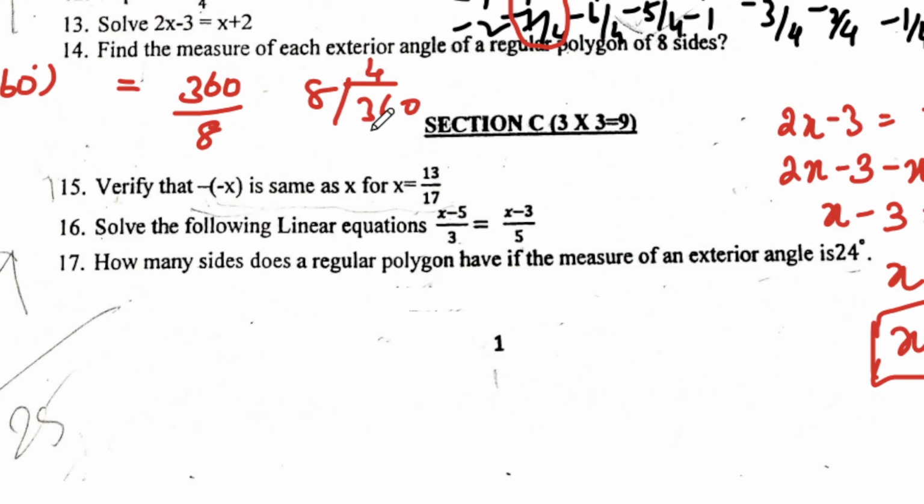So 4, 32, 8 fours are 32. Then 36 minus 32 is 4. 40, 8 fives are 40. So the answer is 45 degrees. 45 degrees. Okay.